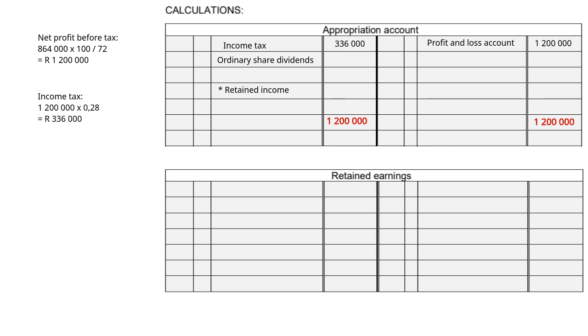Ordinary share dividends. If we go back to the question, at additional information 3, an interim dividend was declared and paid of 44,000 rand, and our shareholders for dividends for 2025 is 42,000 rand. So 44,000 plus 42,000 gives you 86,000. The retained income, I've marked it with a star, will be your balancing figure. So 1.2 million rand minus 86,000 minus 336,000 will give you 778,000 rand as your retained income.